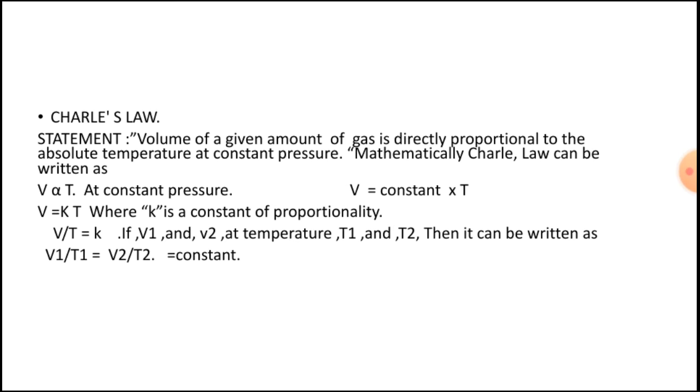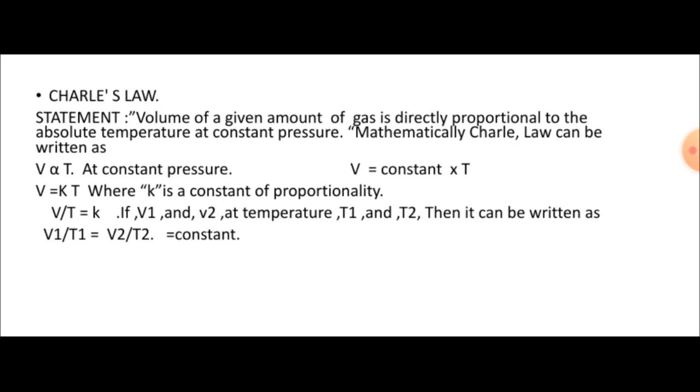Mathematically, Charles' law can be written as volume directly proportional to temperature, V proportional to T at constant P. V is equal to kT. We know that when the sign of proportionality is removed, a constant is taken. Here k will be the constant of proportionality. So V is equal to kT and V upon T is equal to k.